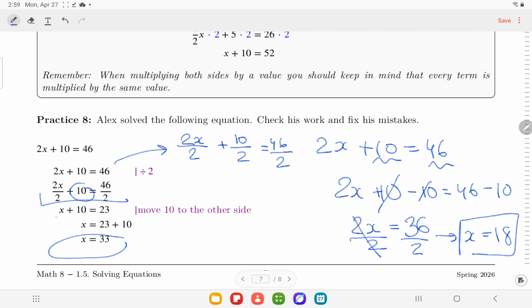And then when isolating for x here, instead of subtracting 10 from both sides, he added the 10 over to this side, which was also a mistake. And so if you were to rectify those, he would also have gotten 18 like us.